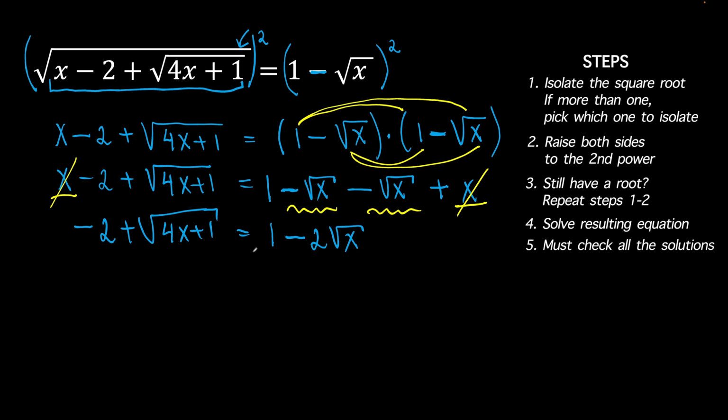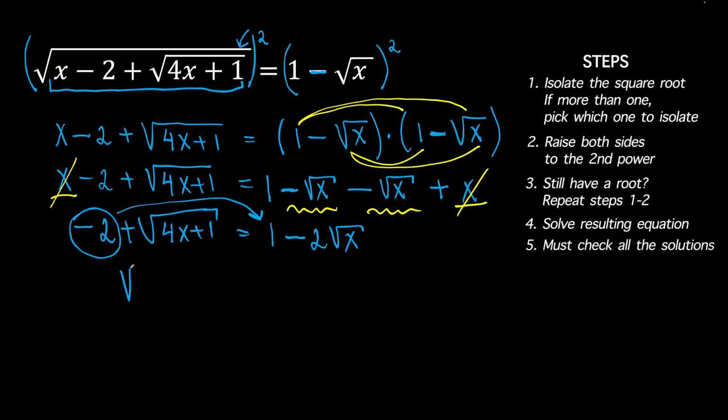Now let's look at it. We have square root on the left side and square root on the right side. Which one are we going to isolate in order to square both sides again? How about we isolate the big one on the left side? So we are going to get rid of this negative 2 and bring it to the other side with a positive sign. So what we are trying to do is isolate this square root of 4x plus 1 on the left side, so we can square both sides again.